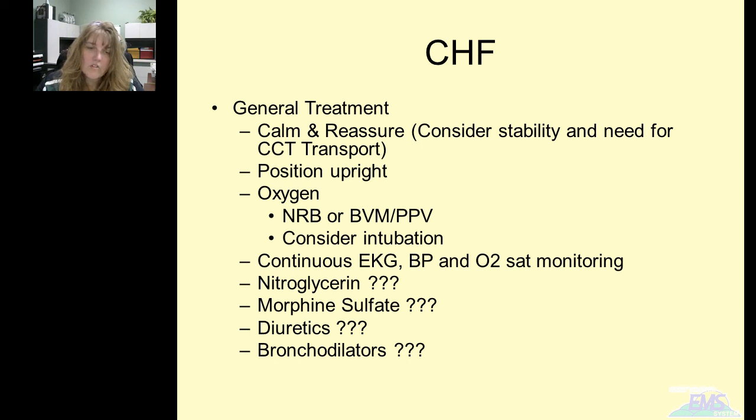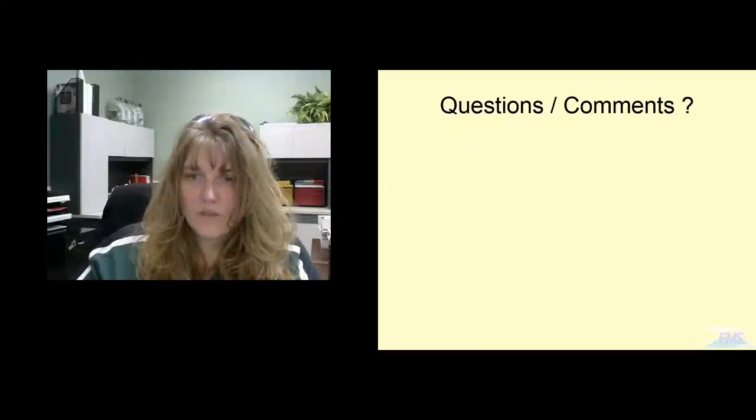But you want to continue your EKG monitoring, blood pressure and oxygen sat, and then you also want to consider some medications to reduce the workload on the heart and create some vasodilation to allow the blood to be able to pass easier. So we're looking at medications such as nitro and morphine to potentiate the effects of nitro, and then also look at our diuretics. So we're talking about Lasix and perhaps albuterol to help the bronchodilation to kind of move that through.